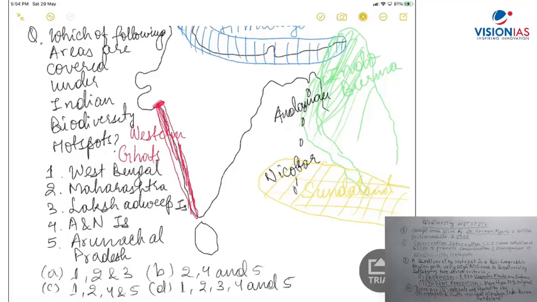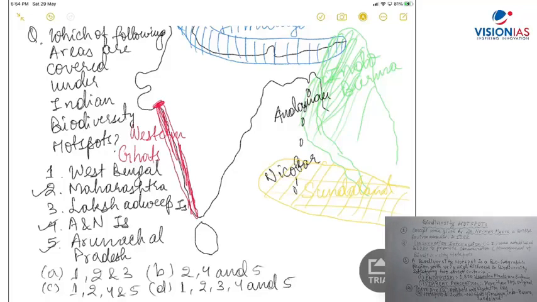Maharashtra is clear. Andaman Nicobar Island I have got clear there. Arunachal Pradesh also I have given the clear there. You see, three of them are clear there. See here, Maharashtra part is clear, Andaman Nicobar is cleared, Arunachal Pradesh is clear.